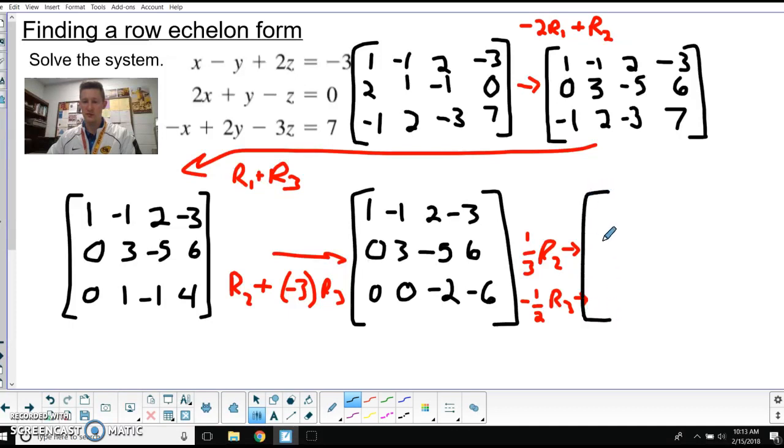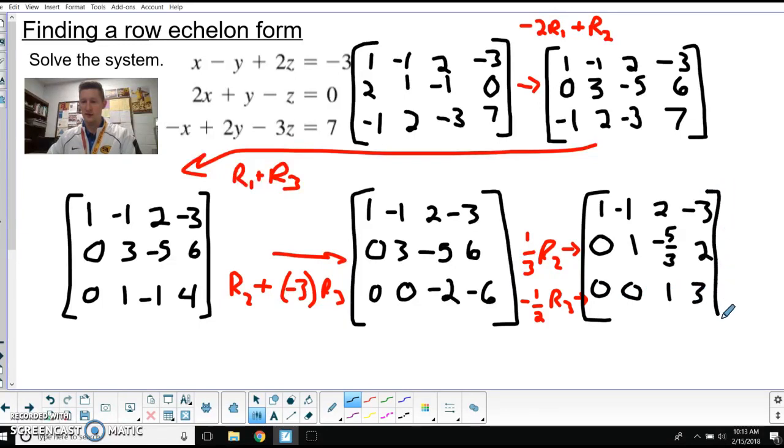Change those up. So row 1 still the same: 1, -1, 2, -3. Row 2 is now going to be 0, 1, -5/3, and 6 times 1/3 is going to be 2. And then row 3, 0, 0, there's no change. -1/2 times -2 is +1. -1/2 times -6 is going to be +3. So there I would now have my system in row echelon form.